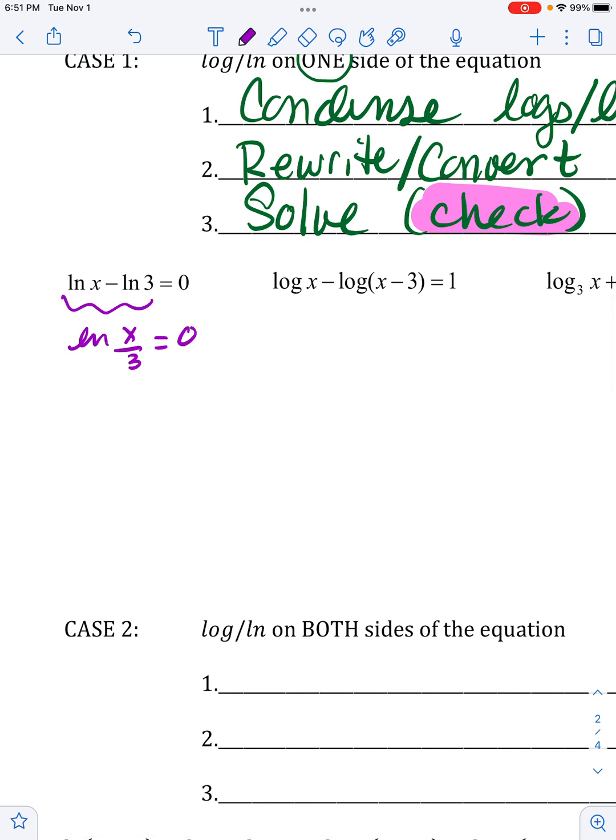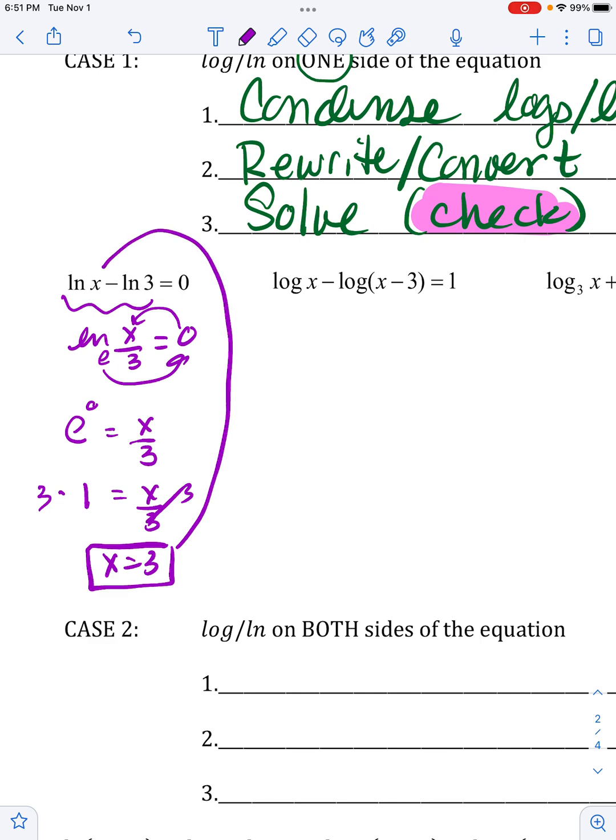Since it's ln, I'm going to have an invisible e here, and then I'm doing this whole deal, the log rule. So I'm going to write e to the 0 equals x over 3. Well, that means 1 equals x over 3. So that means that x has a value of 3. I go back up here and I see that I would be taking the natural log of 3. All is good in the hood.